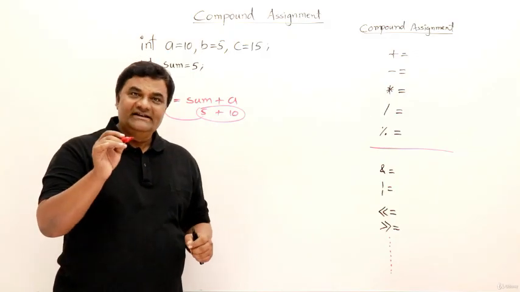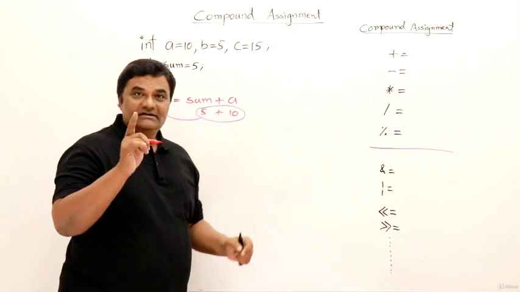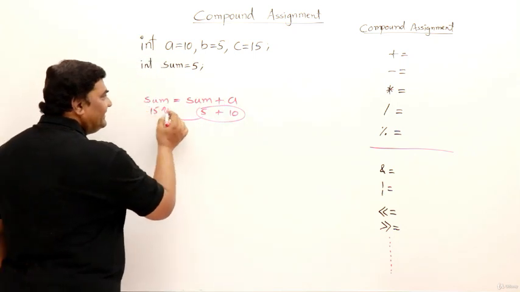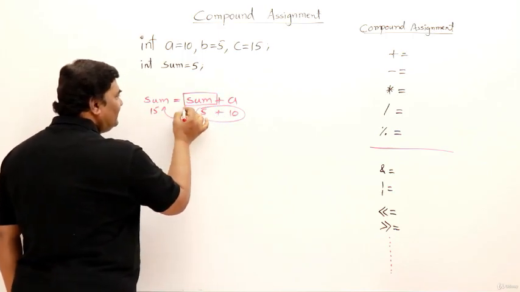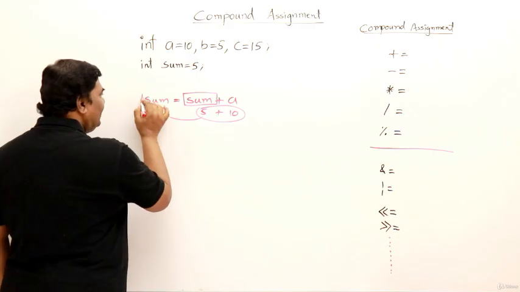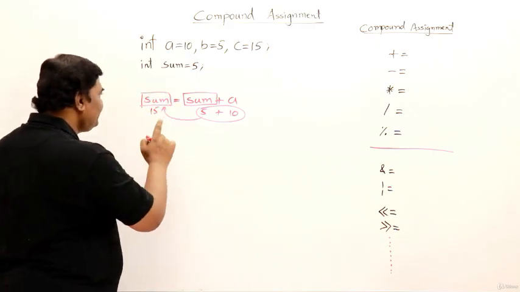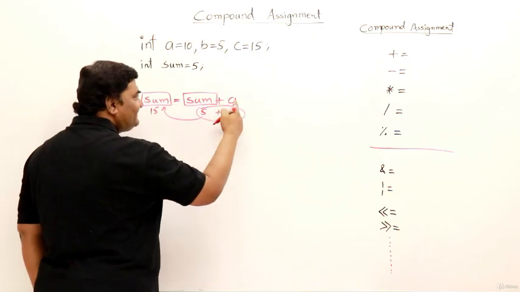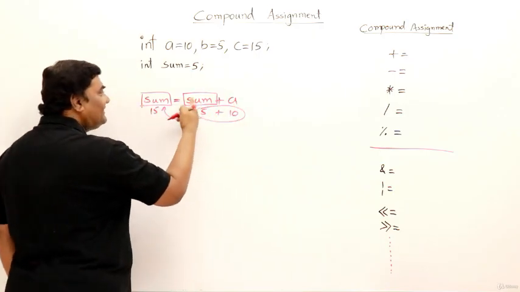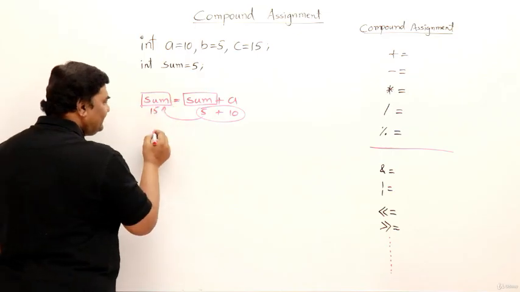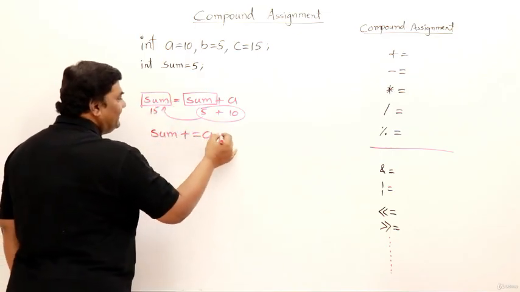Now we'll see the same statement can be written using a compound assignment operator. See here in this expression, the variable sum is used on the right hand side of the assignment as well as the left hand side. When it appears on both sides, it means that this result is added with sum and the result is stored in sum. So the value of a is added and the result is stored in sum. The same thing can be written like this: sum plus assign a.